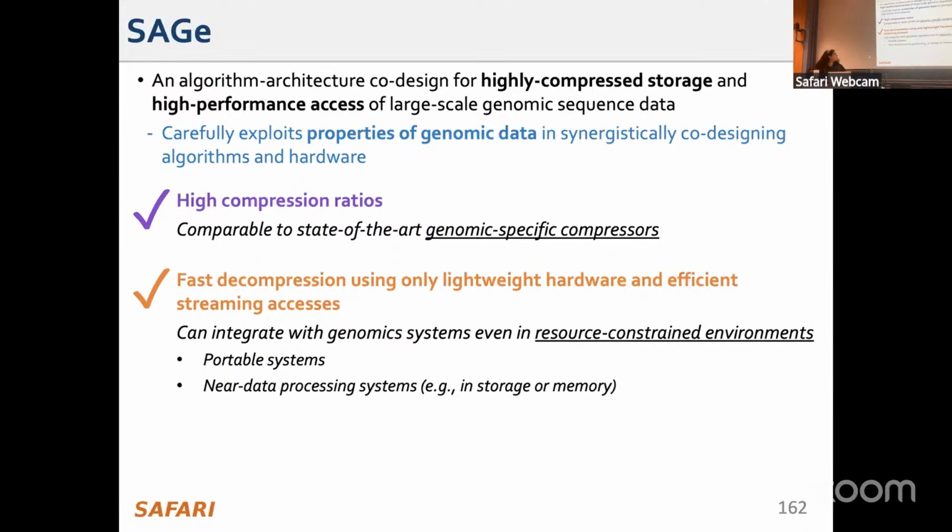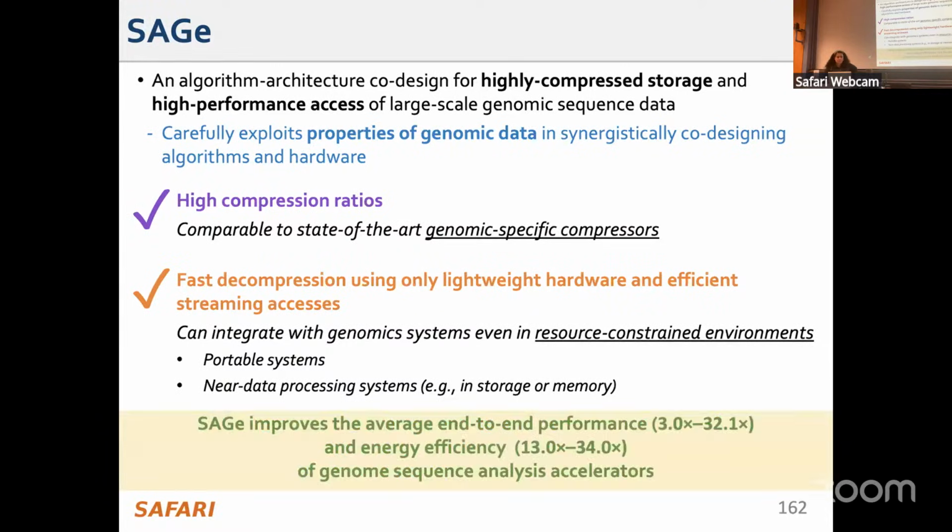The other case is basically near data processing systems, for example, in storage or in memory. I talked about some in-storage systems, right? And we already saw a lot of hardware limitations there. And there are also some very nice designs for in-memory acceleration of genomic data that provide large benefits. So it would be very challenging if you want to rely on expensive hardware just to prepare data for these lightweight accelerators in these resource-constrained environments.